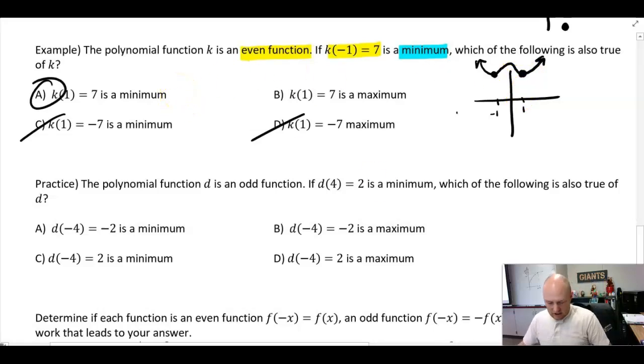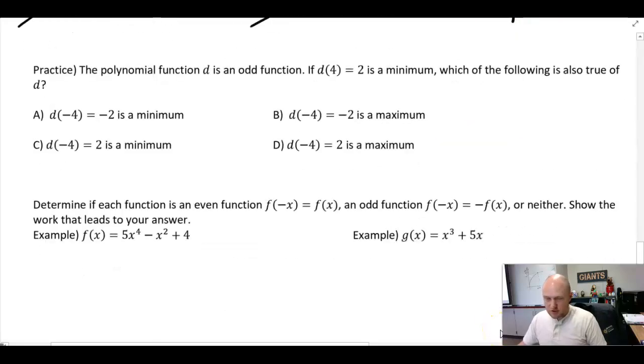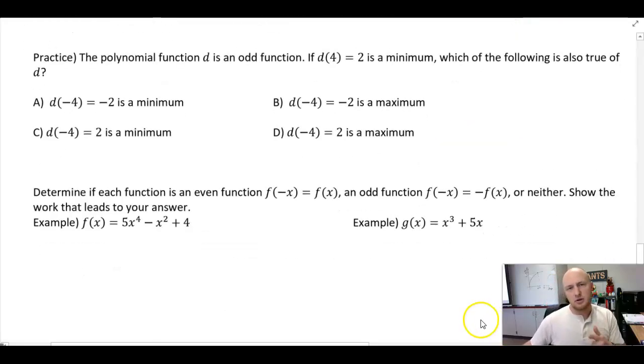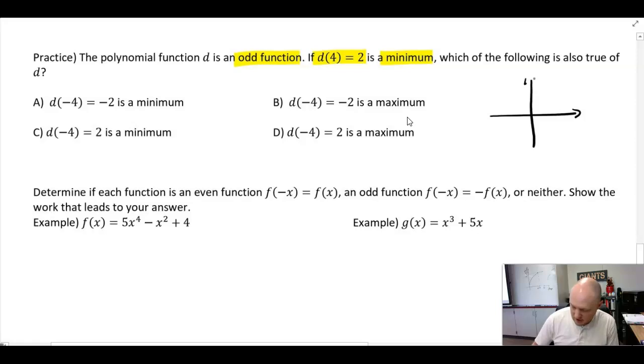All right, here's a practice problem. Please go ahead and try this example, and then I'll talk about the results in a second. All right, here we have the polynomial function d, they say is an odd function. If d of 4 equals 2 is a minimum, which of the following is also true? So again, sticking with this, just draw a quick sketch. Example, d of 4 equals 2. It'll be a point right here, and they say this is a minimum.